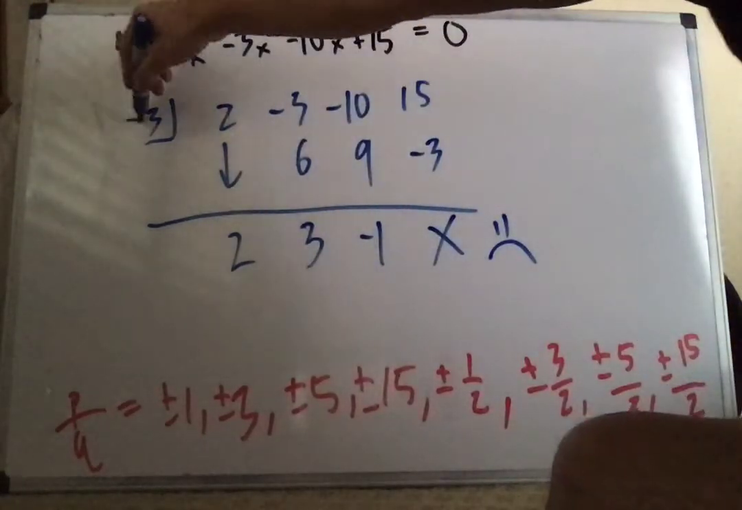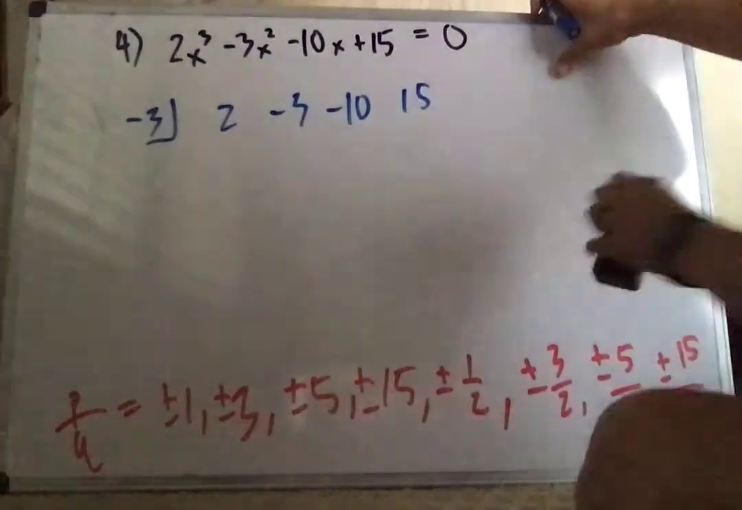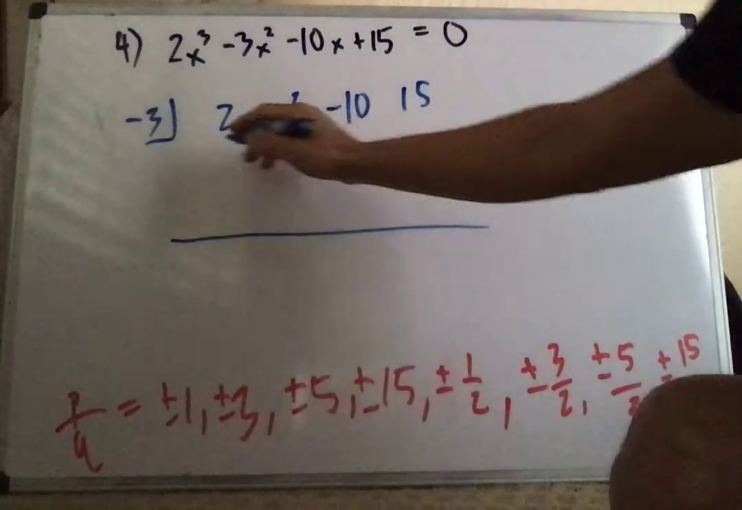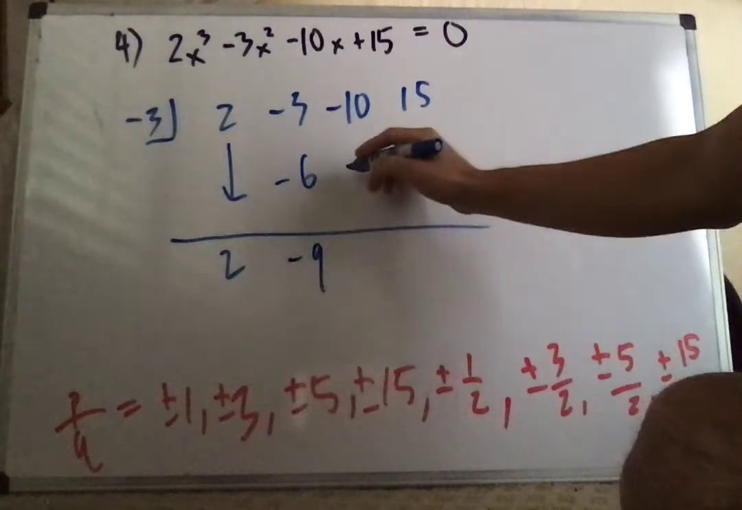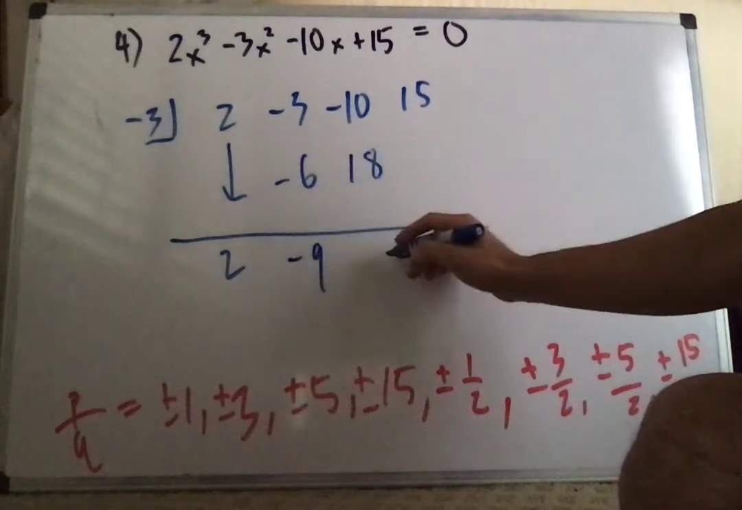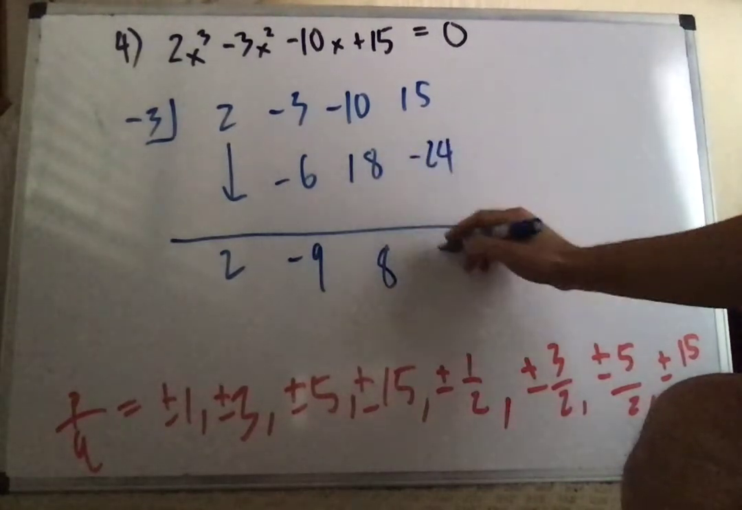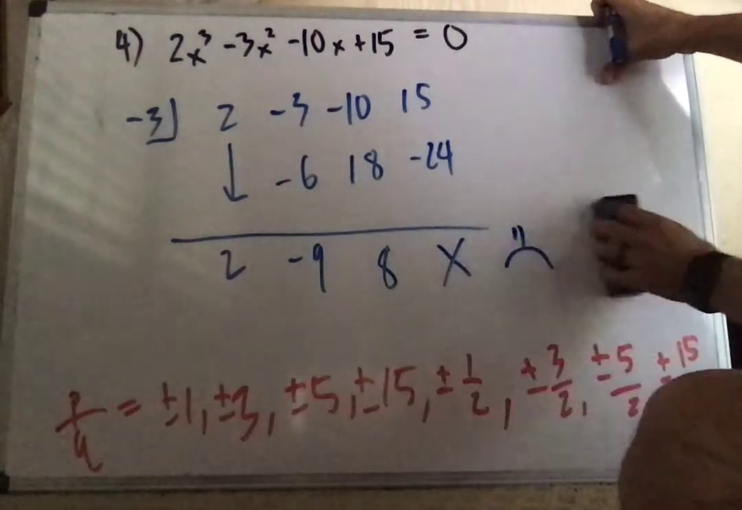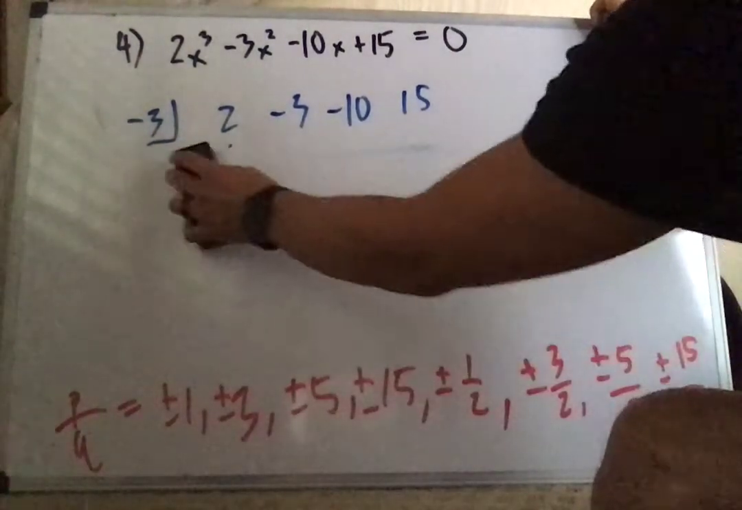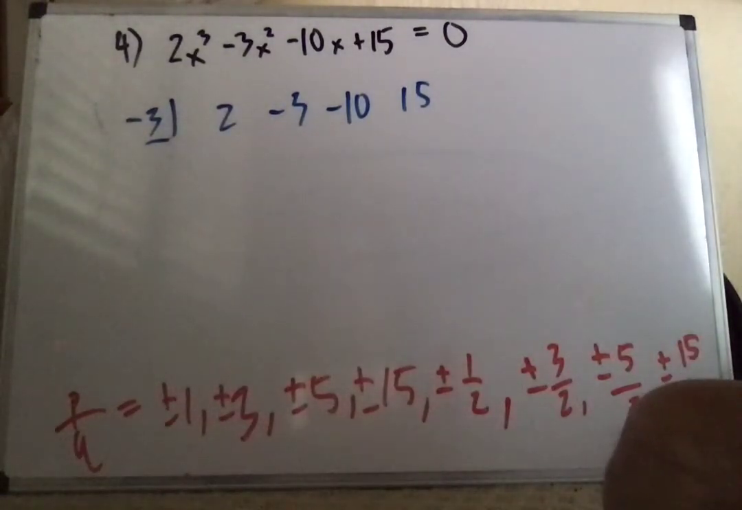Let's try negative 3 then. Okay, bring the 2 down. It's going to be negative 6 this time. That's negative 9. That's going to be positive 18. Just positive 8. 3 times 8 is 24, negative 24, and that is not equal to 0. So that does not work either. Those didn't work. 1 and 3 didn't work.